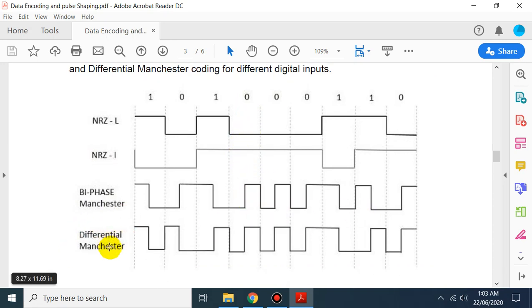As far as differential Manchester encoding is concerned, we have 1 here, so we're going to have a positive pulse here. Then when we have 0 here, we're going to have a change in pulse here, and then it's like this. These are the four types that we have described as far as these encoding techniques are concerned.